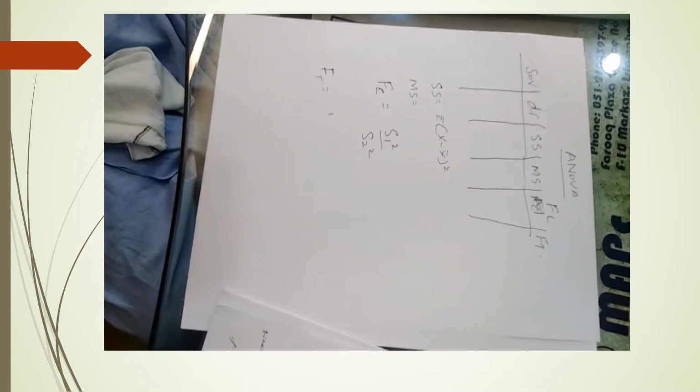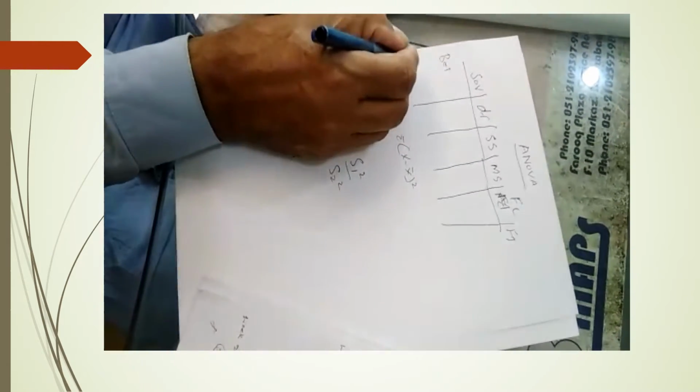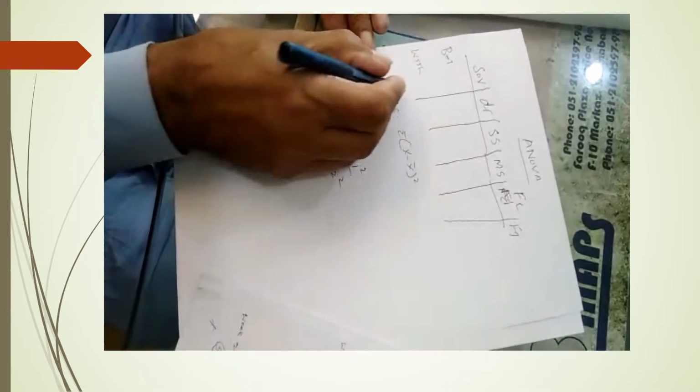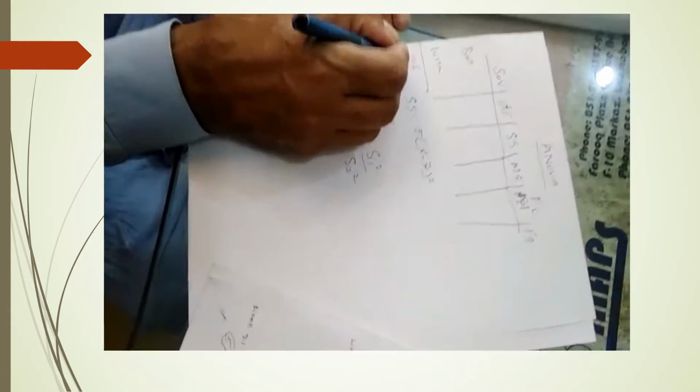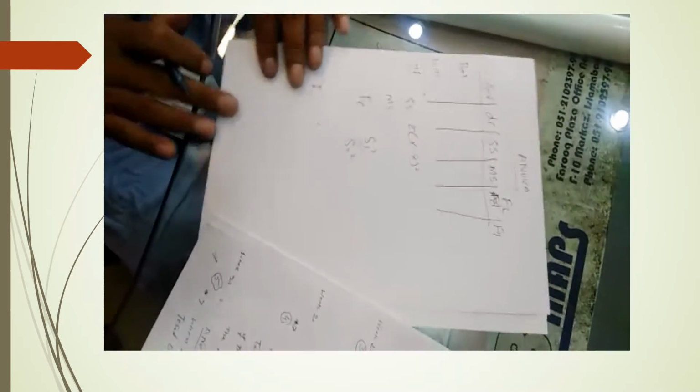Source of variation is due to treatment, that is, between sample or within sample, each with its degree of freedom. So this is the format of the ANOVA. We will complete it by taking an example next, and this technique, known as ANOVA analysis, is used for testing more than two means of populations.